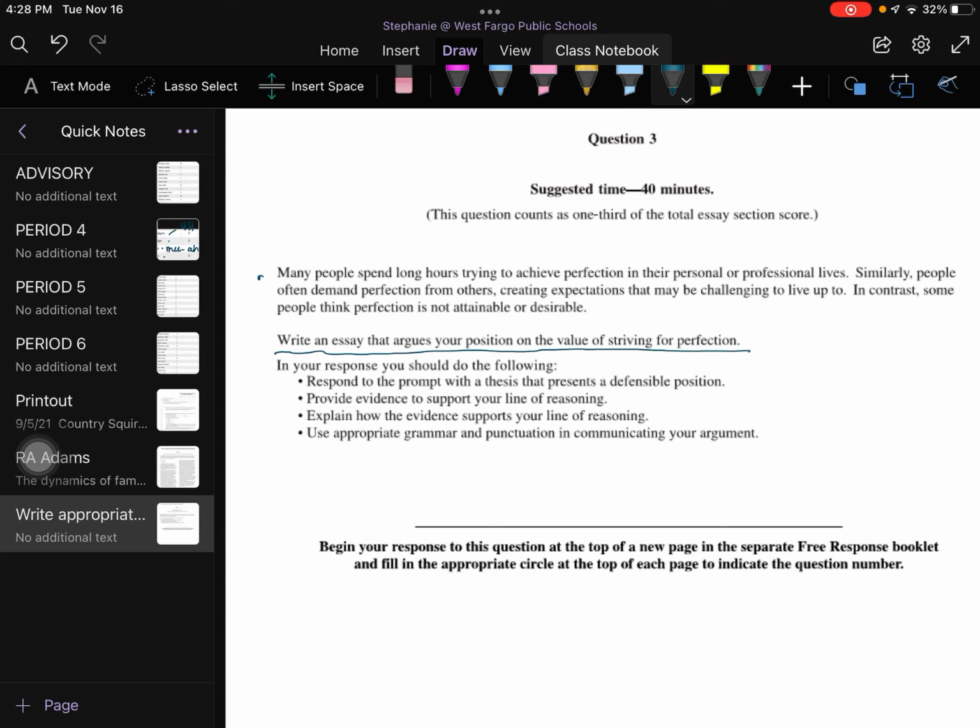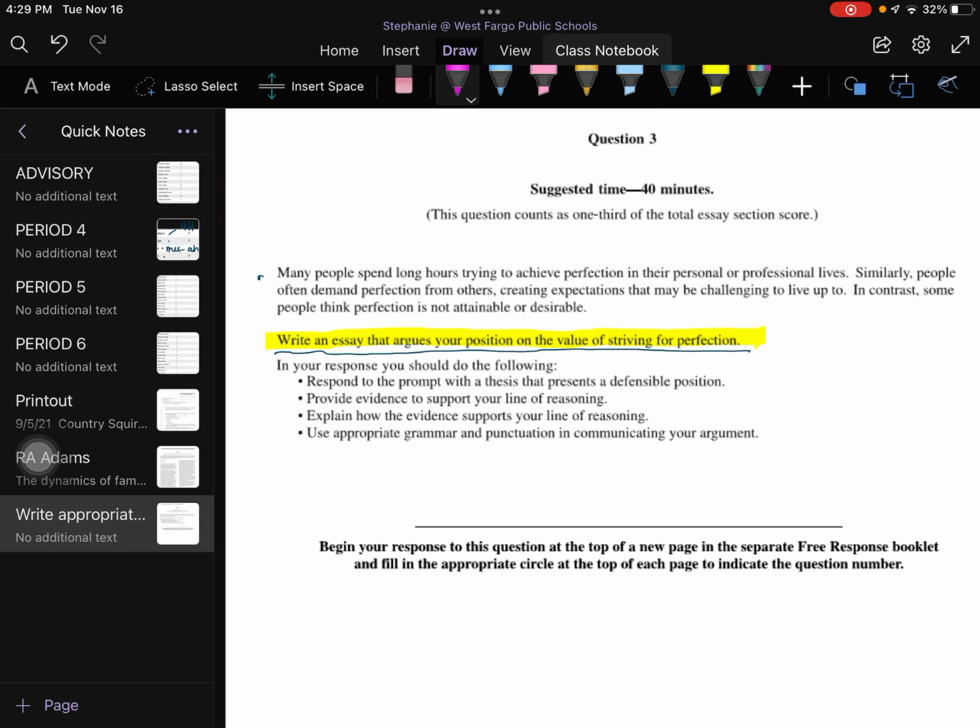In your response, you should do the following. Respond to the prompt with a thesis that presents a defensible position. Provide evidence to support your line of reasoning. Explain how the evidence supports your line of reasoning, and use appropriate grammar and punctuation in communicating your argument. So I underlined my task statement. Remember, every time we see that write an essay in the stable wording, that is going to signal our task.